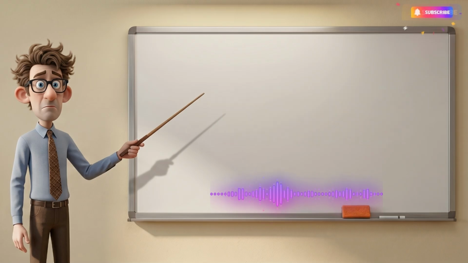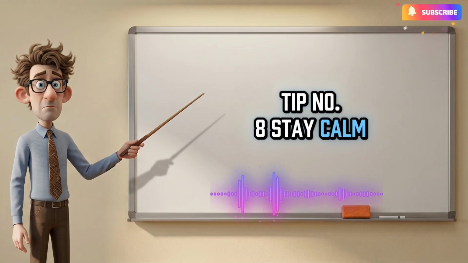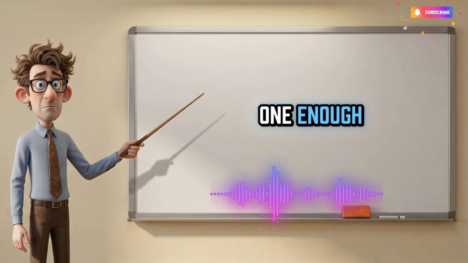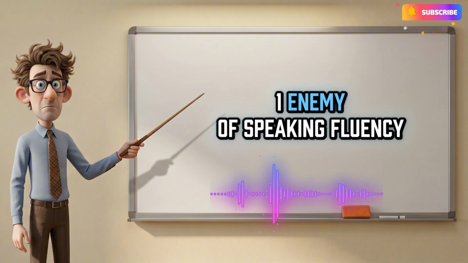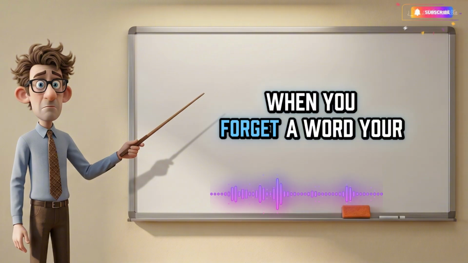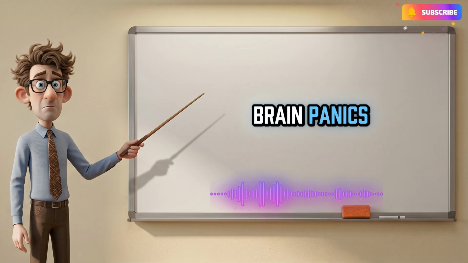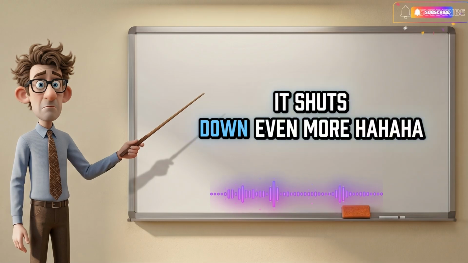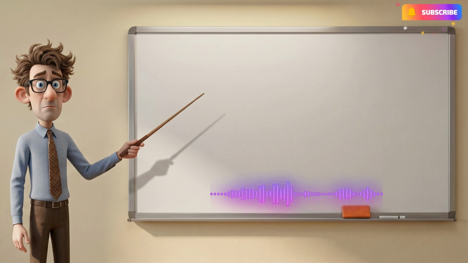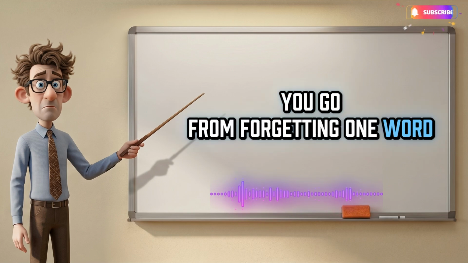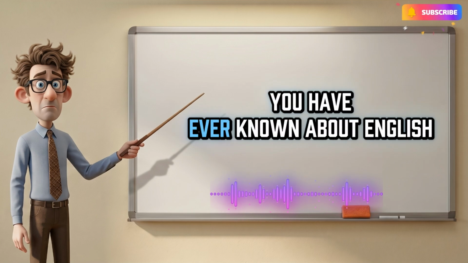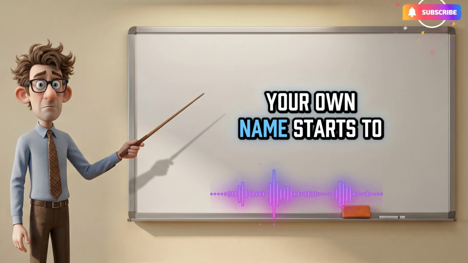Tip number 8, stay calm. And I cannot stress this one enough, because panic is the number one enemy of speaking fluency. When you forget a word, your brain panics, and when your brain panics, it shuts down even more. You go from forgetting one word to suddenly forgetting everything you have ever known about English. Your own name starts to feel uncertain.